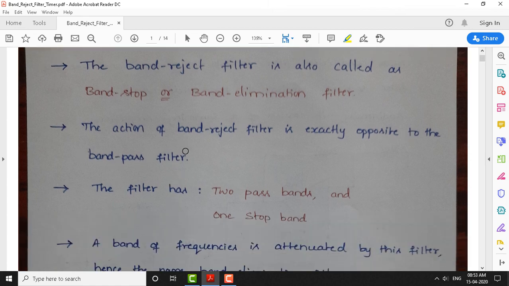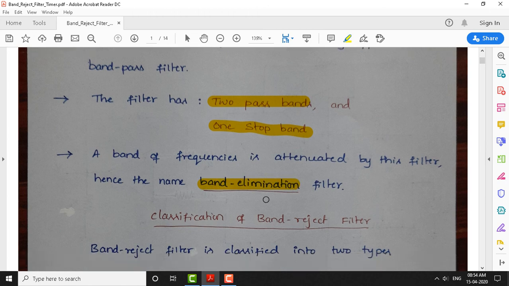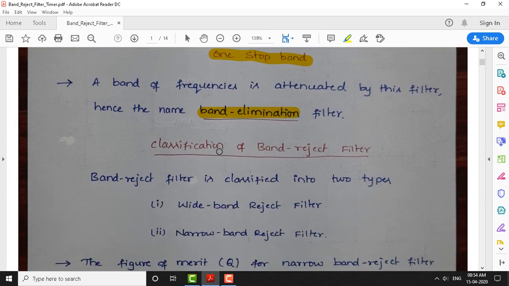If we compare these two filters, the band reject filter and the band pass filter, their functions are opposite to each other. The band reject filter has two pass bands and one stop band. A band of frequencies is attenuated by this filter, hence the name band elimination filter. Now let us see the classification of band reject filter.